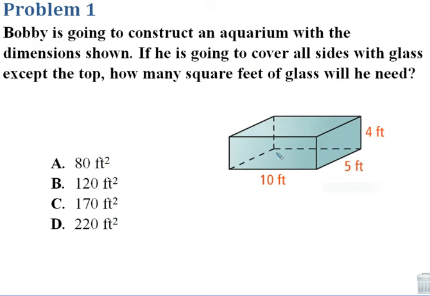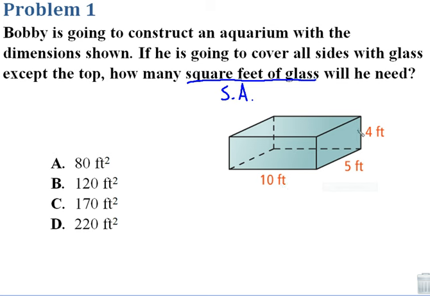Problem 1 says Bobby is going to construct an aquarium with the dimensions shown. If he's going to cover all sides with glass except the top, how many square feet of glass will be needed? The first thing you want to do when you come across a three-dimensional figure is decide, are we talking about volume or surface area? We want to know the square feet of glass to cover the outsides, not how much this aquarium is going to hold. So here we're talking about surface area.